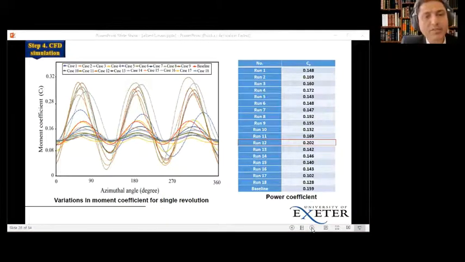The moment coefficients for a single revolution for the baseline case and other 18 cases are calculated. You can see the results in this figure. Then based on this, the power coefficients are calculated. You can see the results in the table. The highest average moment coefficient is 0.134 and power coefficient is 0.202, which correspond to case.